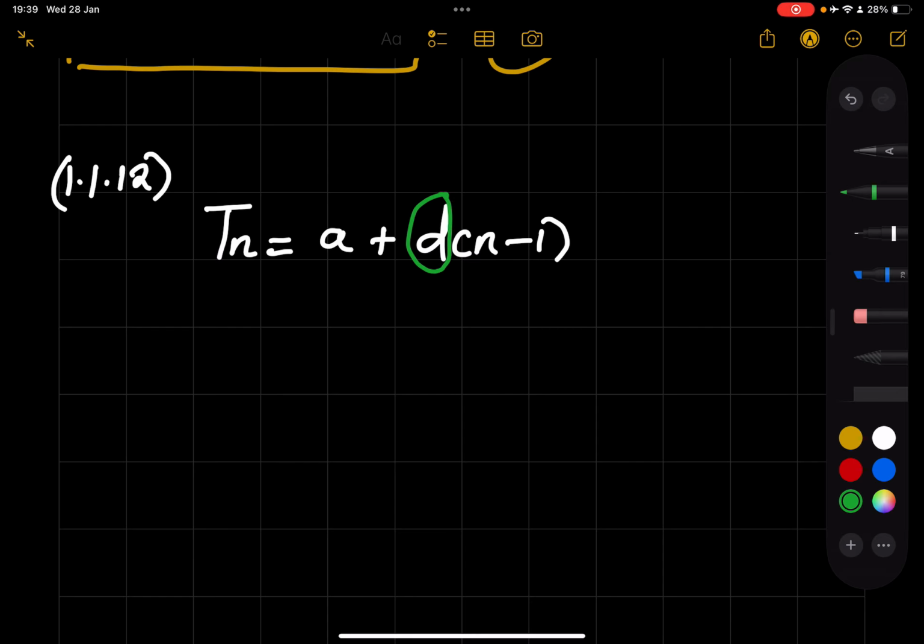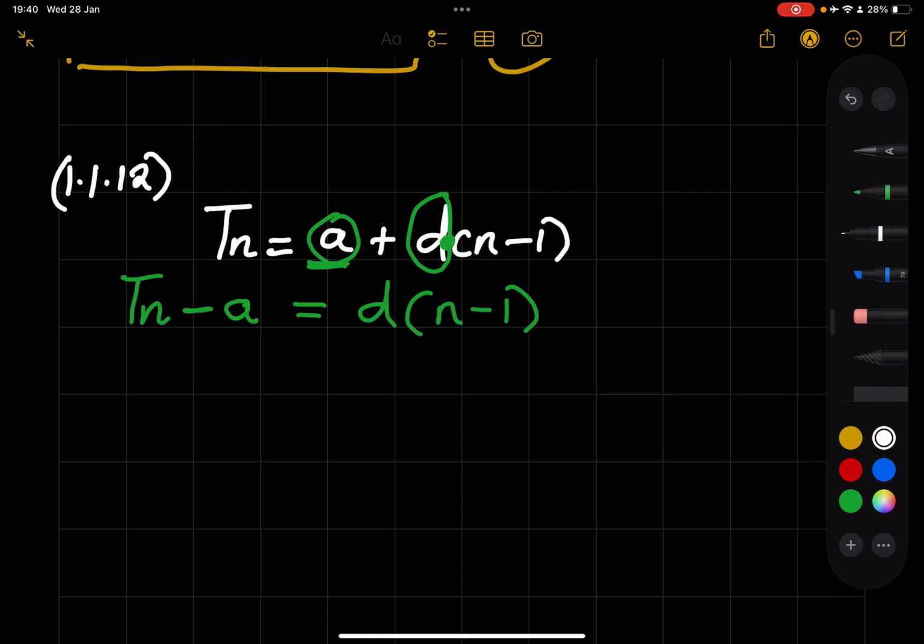Which is being multiplied by n minus 1, and it's also being added by a. Between the multiply and the addition, which one are we going to move first? We must first get rid of a using subtraction, because multiplication is a stronger force as compared to addition. So we remove weaker enemies first. So I'm going to have Tn. The a was adding here, so this side we will subtract. And then we have d times n minus 1.